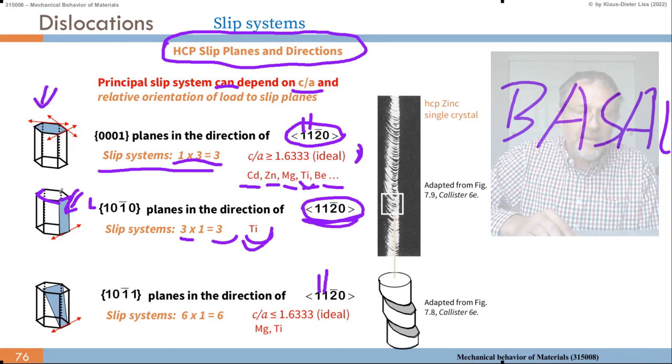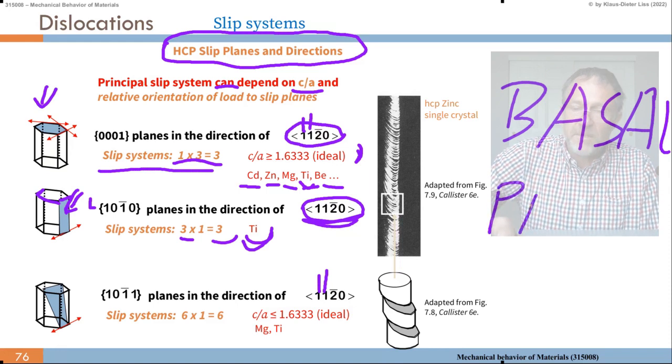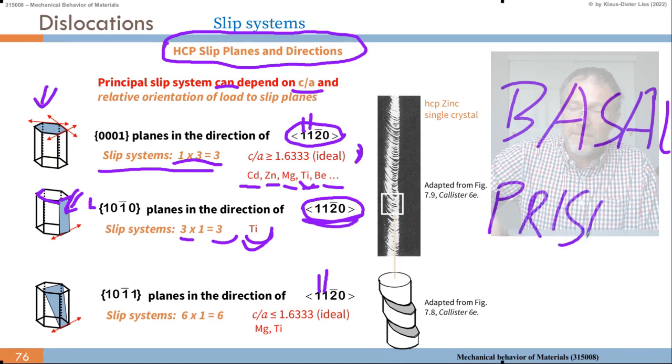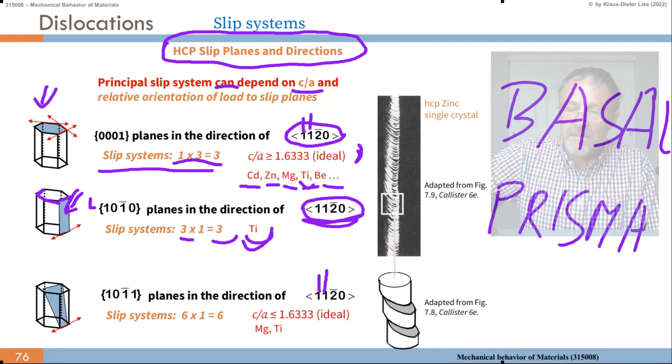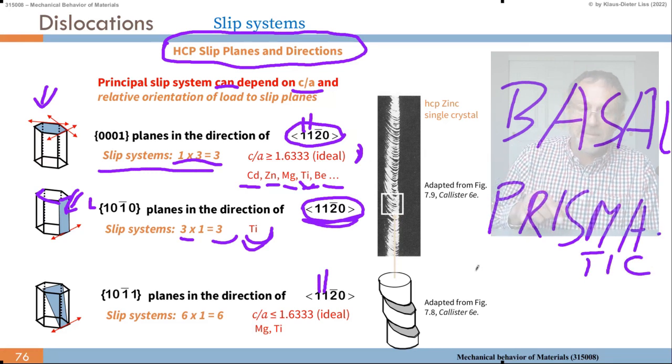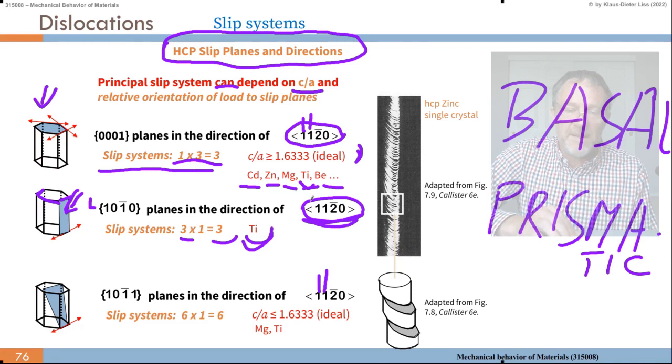I said already this looks like a prism. So this is the face of the prism. So we call it prismatic. This is prismatic slip. Vocabulary: basal slip, prismatic slip.